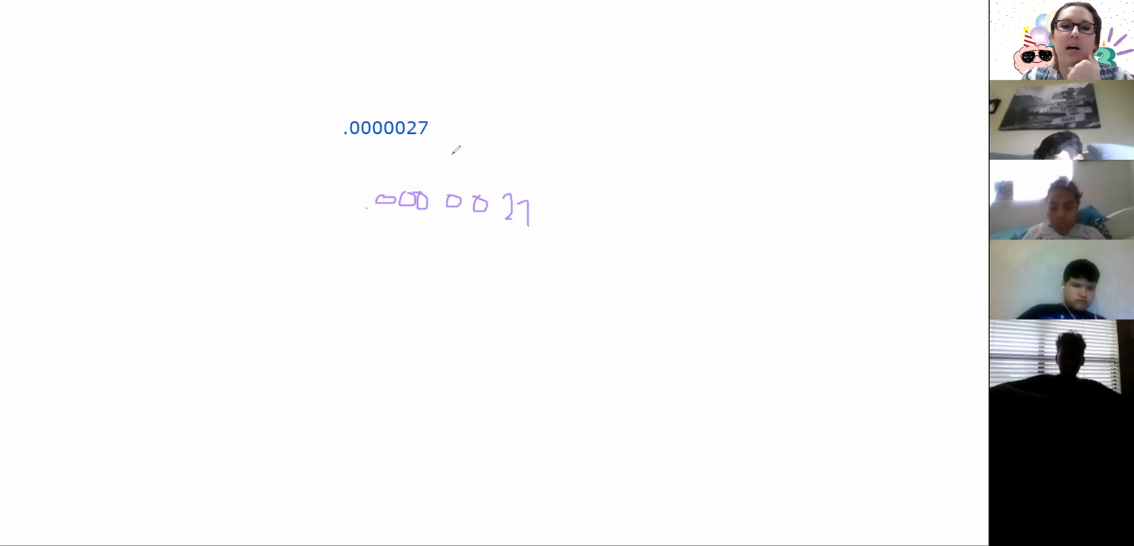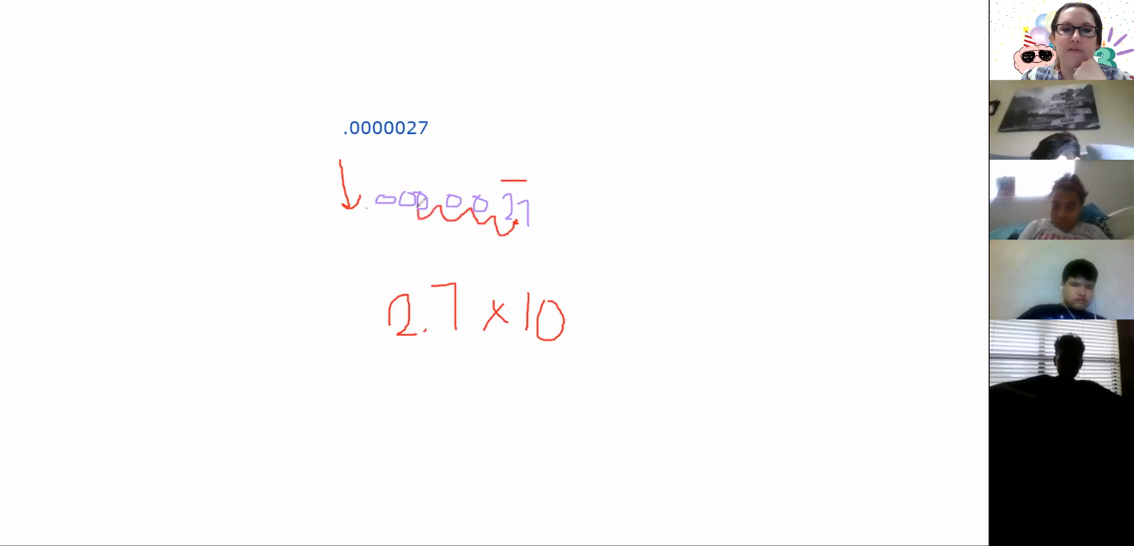All right, so step 1 was if there's no decimal, put 1 at the end. Well, there's a decimal right there, so we get to skip that step. Okay, so step 2 is put decimal after the first number that's not a 0, so it goes after the 2. See this 2.7 right here? That's the beginning of our answer. Okay, then we're gonna count how many times we need to move the decimal. So 1, 2, 3, 4, 5, 6. So times 10, and this is a small number, so it's gonna be to the negative 6. 2.7 times 10 to the negative 6. Good, let's try another one.